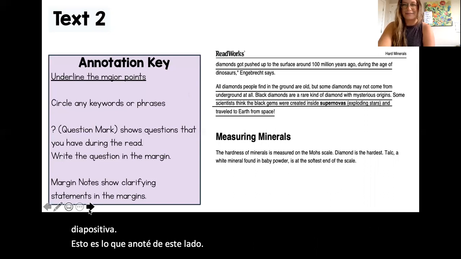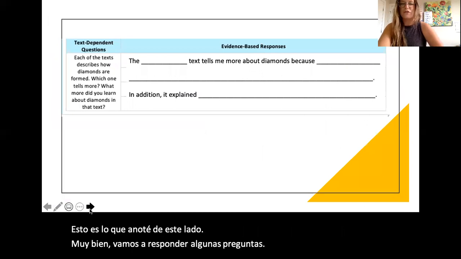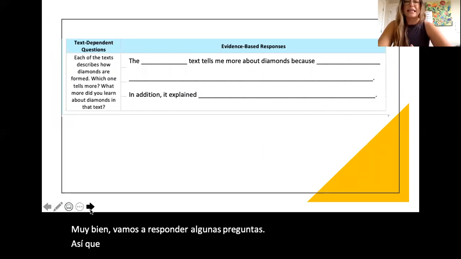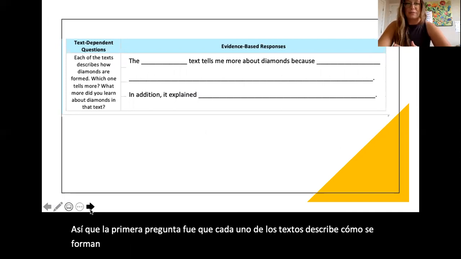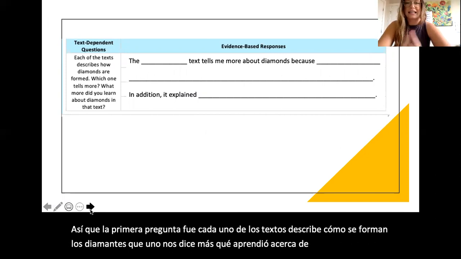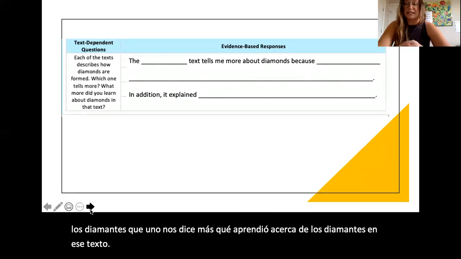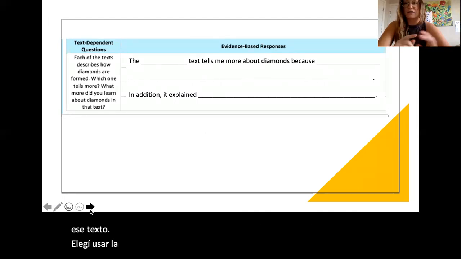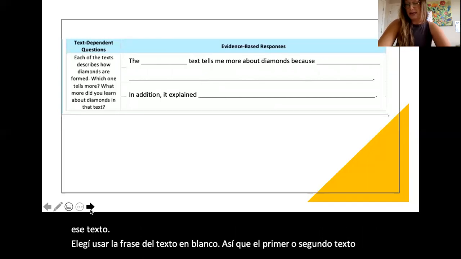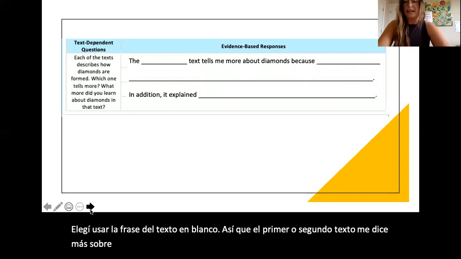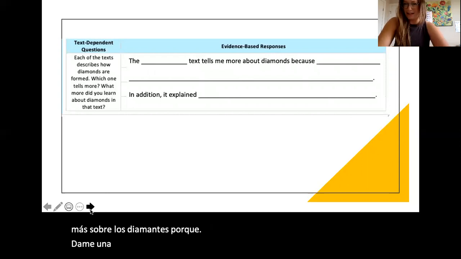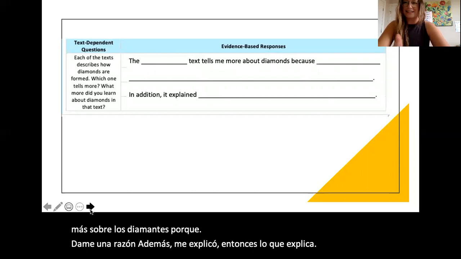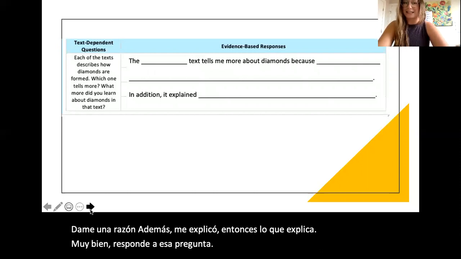All right, let's answer some questions. So the first question was, each of the texts describes how diamonds are formed. Which one tells us more? What did you learn about diamonds in that text? I chose to use the sentence starter: the first or the second text tells me more about diamonds because, give me a reason. In addition, it explained, then what did it explain? All right, answer that question. Let's move on.